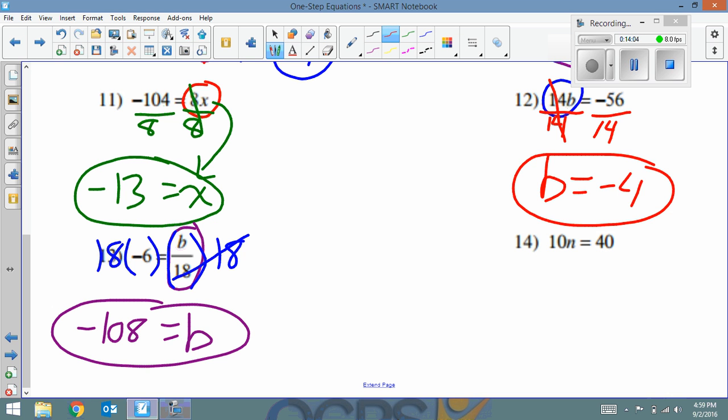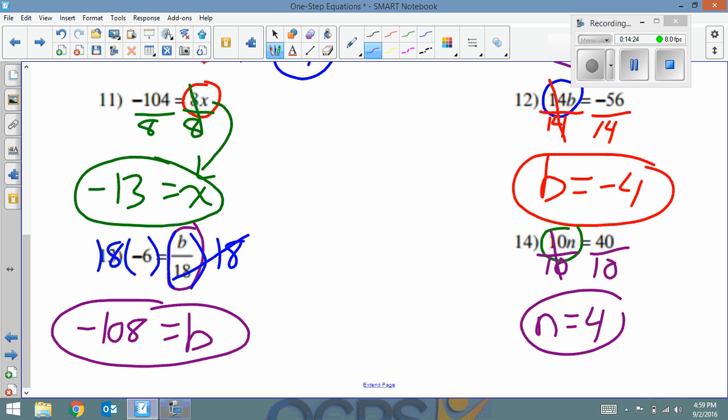Our last example, again, find that number and letter. That number and letter right there. Currently, they're side by side, so that means that they are being multiplied. So we want the opposite of multiplication, which means we want division. So bring down our n, and then 40 divided by 10 is 4.